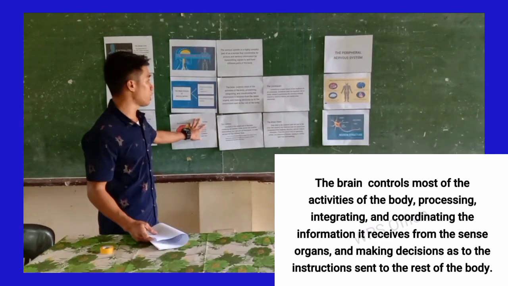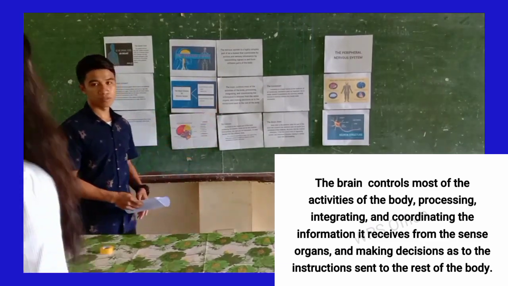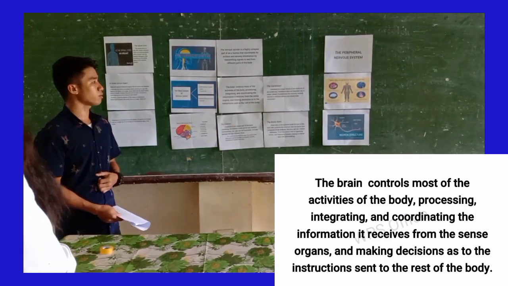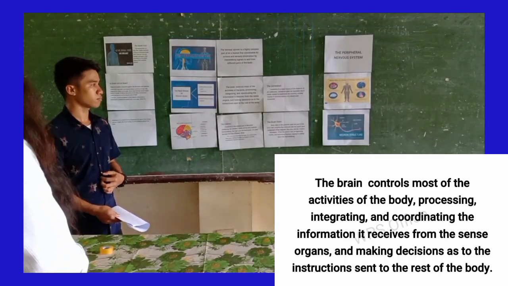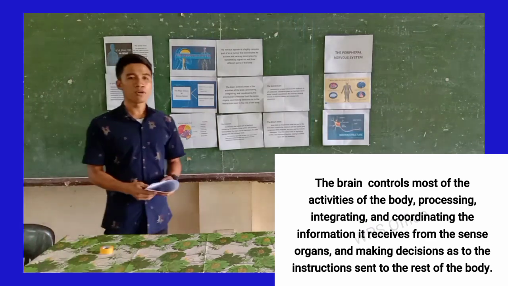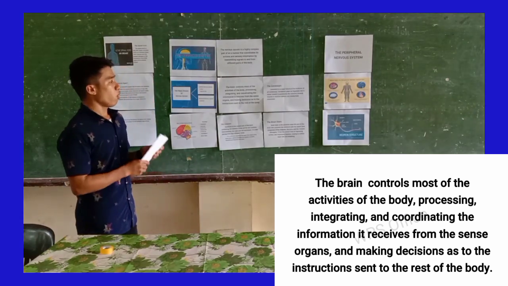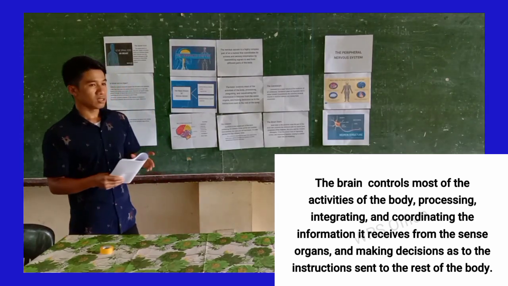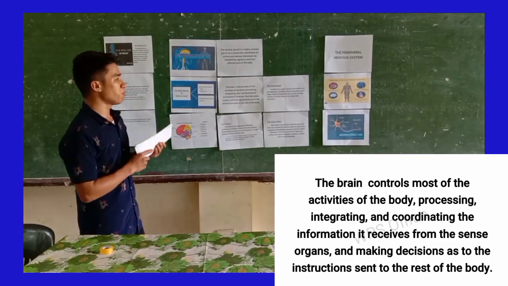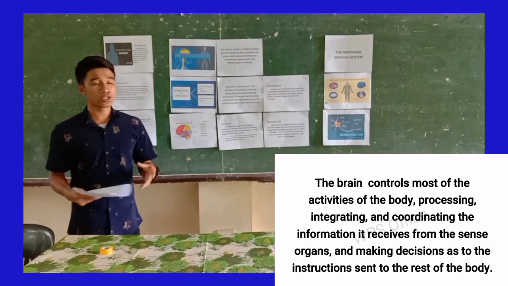So what is the brain? Please read, Jennifer. The brain controls most of the activities of the body, processing, integrating, and coordinating the information it receives from the sense organs and making decisions as to the instructions sent to the rest of the body. So our brain is the central processing unit of our body. So all the activities of the body are controlled by our brain. So the brain processes the information, integrates it, and coordinates it to actions.